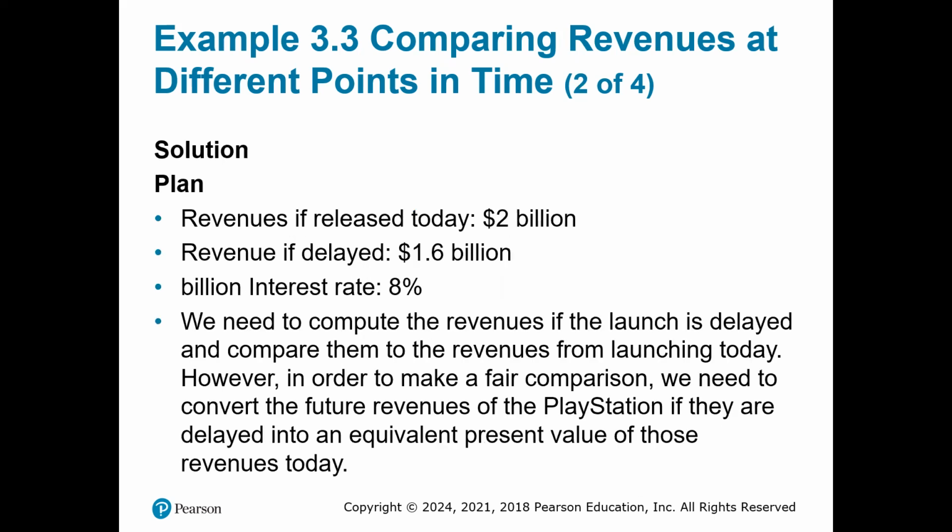The problem solution plan. Revenues, if released today, $2 billion. Revenue, if delayed, $1.6 billion. The interest rate, 8%. We need to compute the revenues if the launch is delayed and compare them to the revenues from launching today. However, in order to make a fair comparison, we need to convert the future revenues of the PlayStation if they are delayed into an equivalent present value of those revenues today.